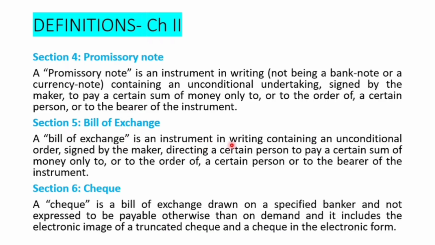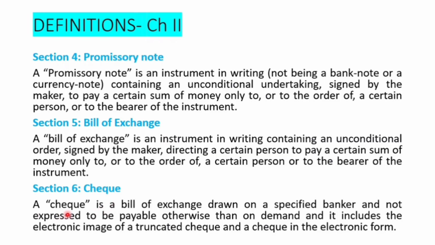Then section 5 is about bill of exchange. It is also an instrument in writing and it contains an unconditional order. So the differentiation between the promissory note and the bill of exchange is: promissory note is an unconditional undertaking or promise, whereas the bill of exchange is an unconditional order, signed by the maker, directing a certain person to pay a certain sum of money to, or to the order of, a certain person or to the bearer of the instrument. Very similar.